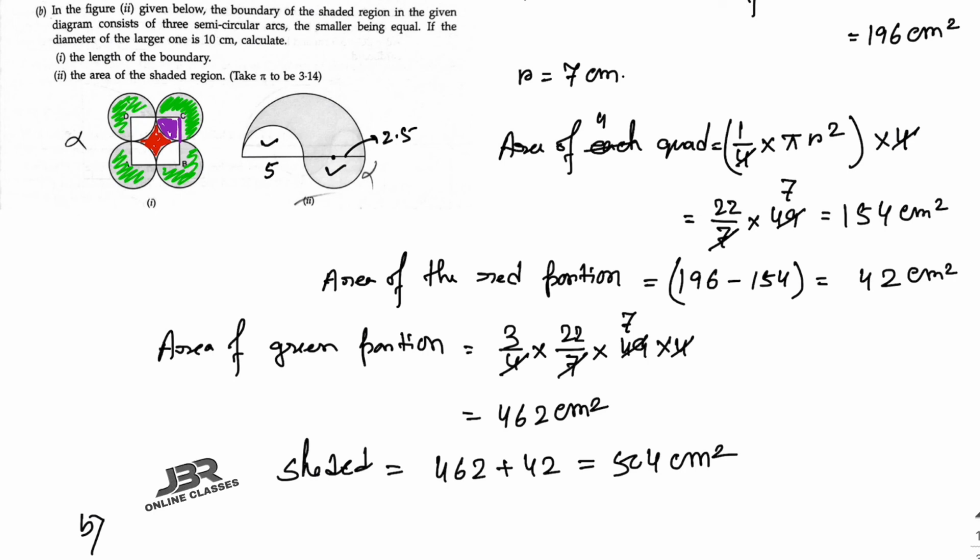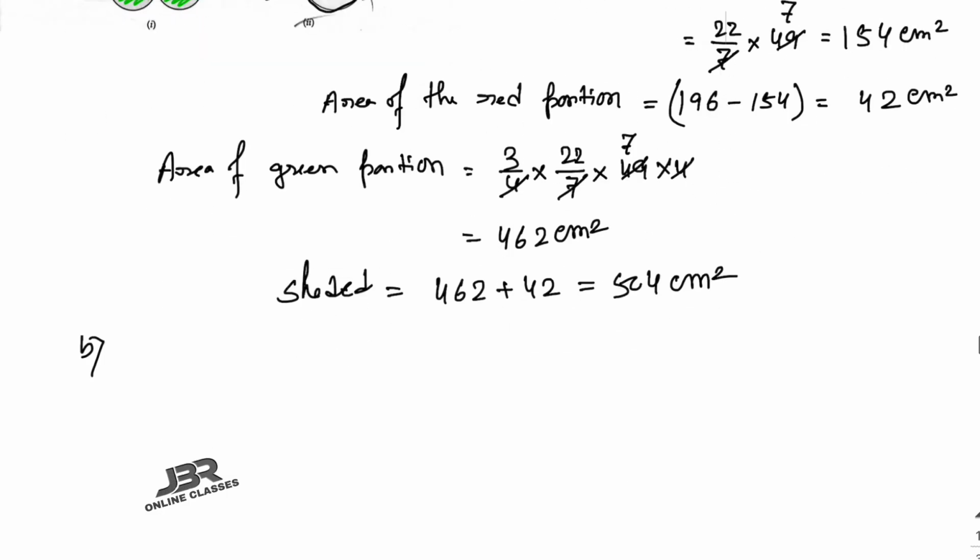Now calculate the length of the boundary. For the length of the boundary, first you have to find the circumference of the bigger one, then the circumference of this smaller one and also this smaller one. So that is the length of the boundary. It's very easy. So here the length of the boundary will be, first write down the circumference of the bigger one, and its half circumference.